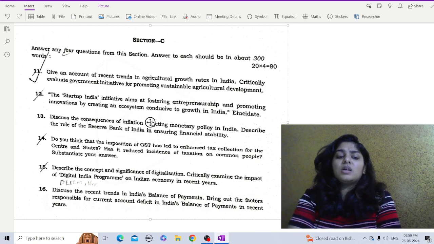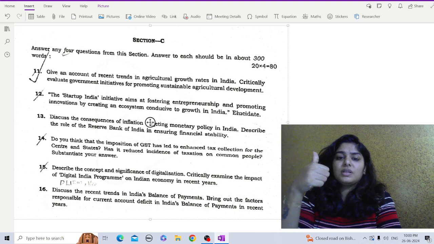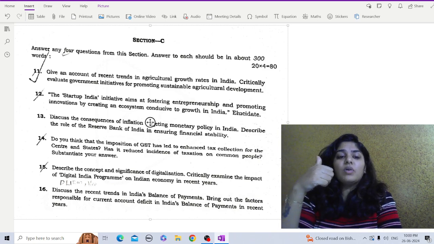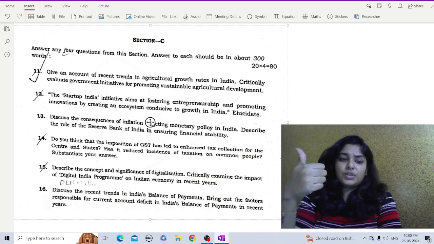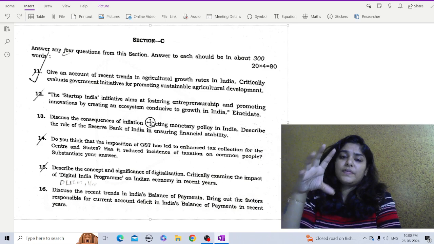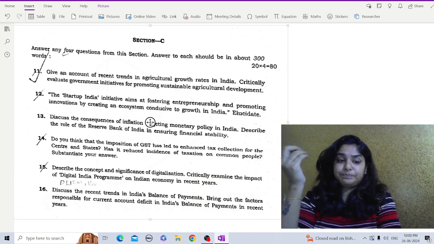Now let's talk about how the Indian government has launched several initiatives to promote sustainable agricultural development, like the Pradhan Mantri Krishi Sinchai Yojana. This scheme aims to expand irrigation coverage and improve water use efficiency. It has helped bring more agricultural land under assured irrigation. Then the Soil Health Card scheme, which assesses the nutrient status of soil and provides recommendations to farmers for balanced use of fertilizers. This initiative aims to enhance soil health and productivity.